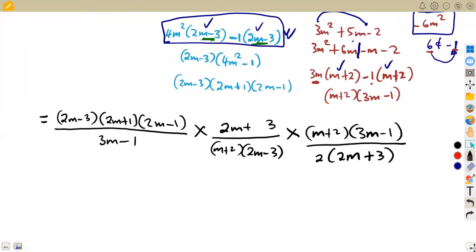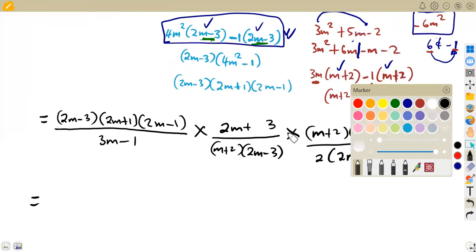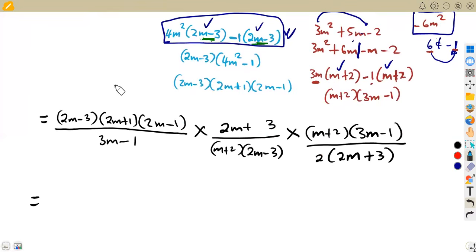This is the cancelling part that you are supposed to cancel, as long as it is common from the numerator to the denominator. That's where we have to cancel. So which part can we cancel then? You see 3m minus 1 and 3m minus 1, okay. We've got 2m minus 3, yeah. All right, 2m minus 3, okay.